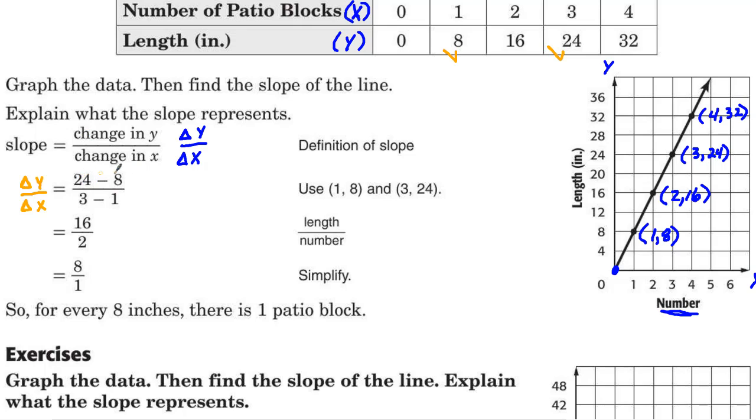So then we had 24 take away 8 is 16. 3 take away 1 is 2. And that simplifies to 8 to 1. Not surprising.